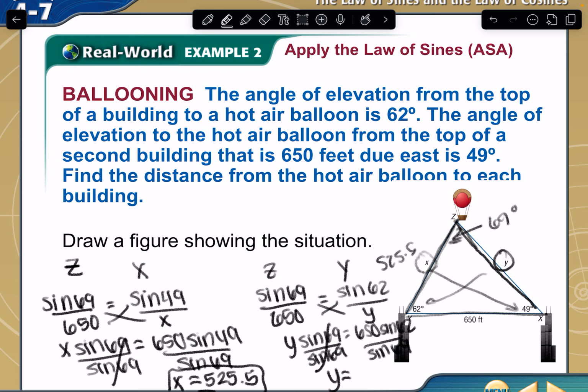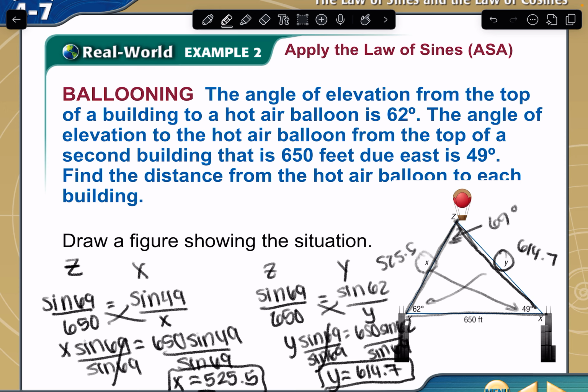I know it's kind of hard to read. Again, I'm going to plug that whole chunk into my calculator. When I do that, I will get that Y is equal to 614.7. So this is this side of your building. So you found the side length for X and then the side length for Y.